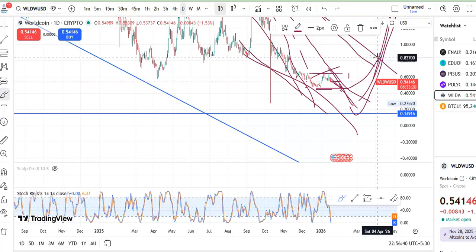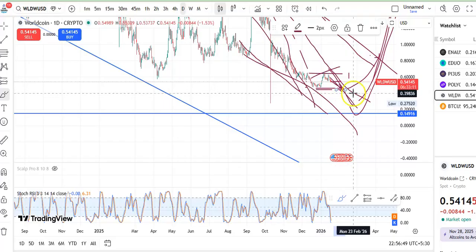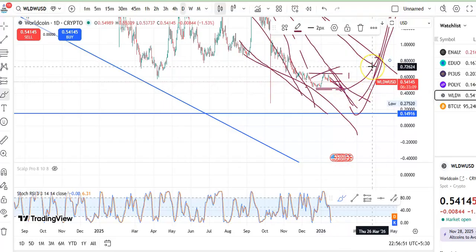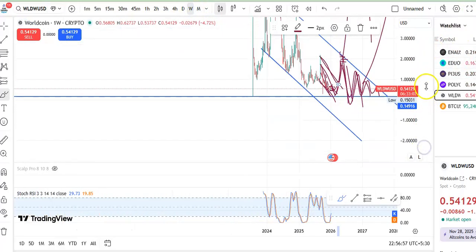which is around 0.83700, and the support level is 0.44260. Okay, so this is support, and then if the breakout happens, it may move to the resistance level, which is over here. Okay, so you can see that very clearly.